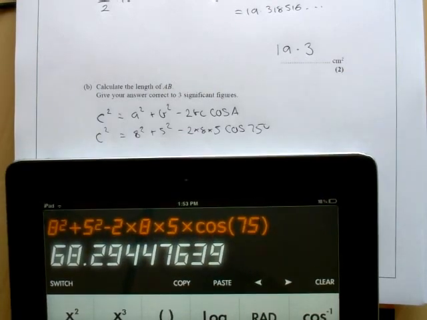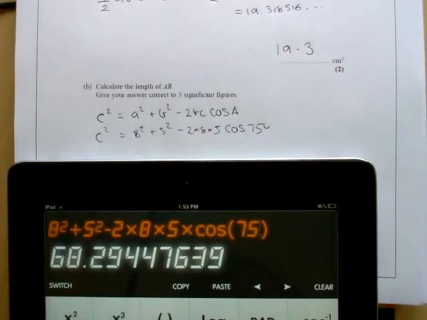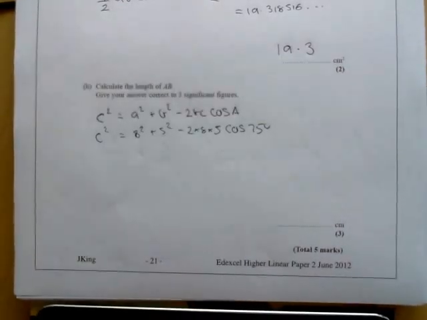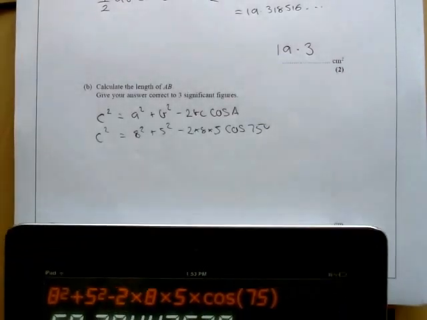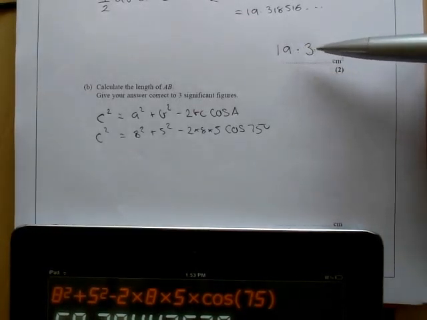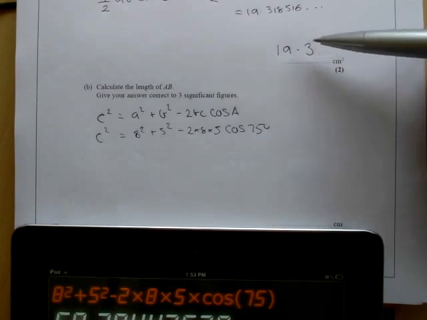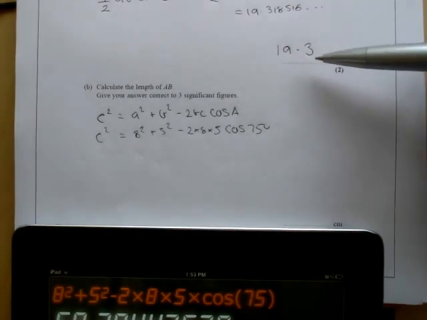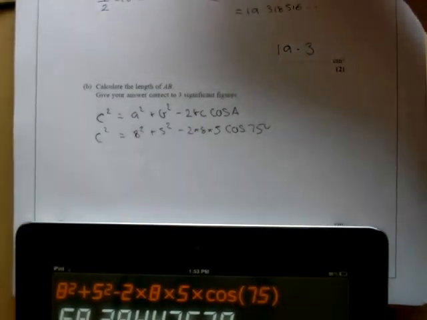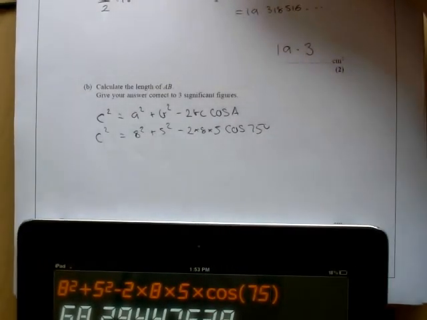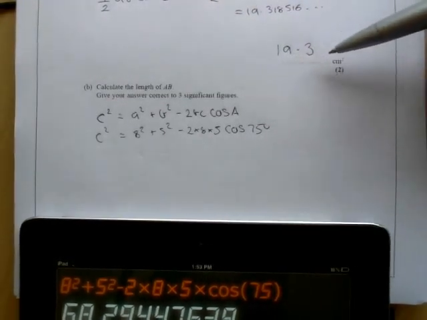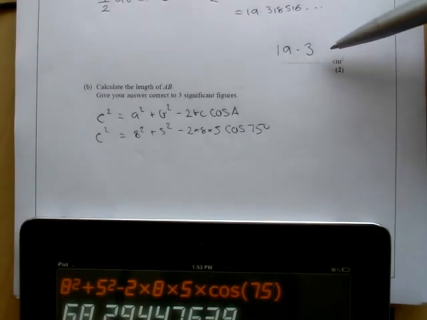Now, when you see that answer of 68.29, you might start thinking, well, that can't be right. It can't be that length there. In fact, on this problem, I've just realised I made a big mistake earlier when talking to you about this 19.3. The 19.3 was the area of the triangle, and I made a complete mistake in talking about it as though it were the length C. Just going back to this, we can see that this is roughly a 5 by 8 rectangle, and half of that would be close to 20. So that 19.3 looks absolutely right.